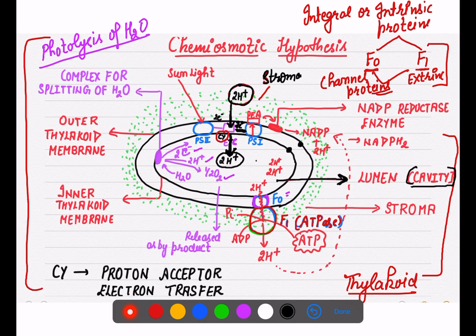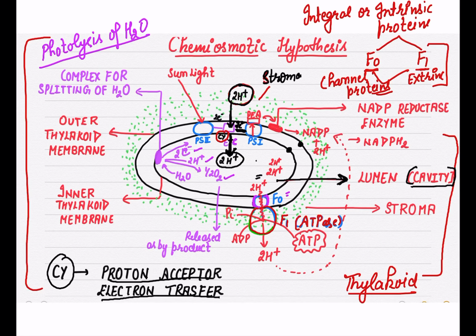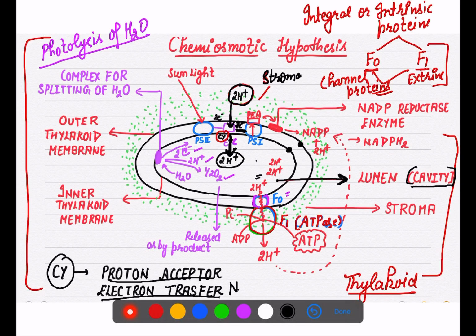ये कहाँ पे आ गए हैं? ल्यूमेन में. So electron cytochrome क्या करता है? प्रोटॉन को एक्सेप्ट करता है, और जैसे ही इलेक्ट्रॉन ट्रांसफ़र होते हैं next to the next member of ETC, then it releases these protons into the ल्यूमेन. तो ये प्रोटॉन्स कहाँ आके इकट्ठे हो गए? ल्यूमेन में.